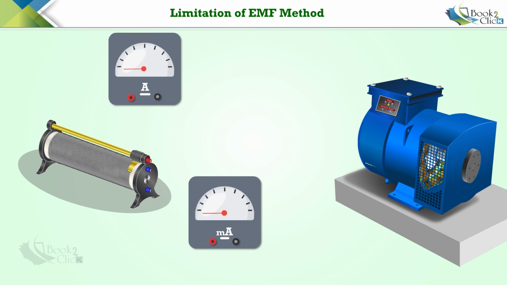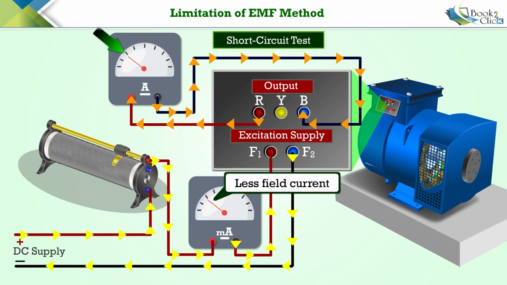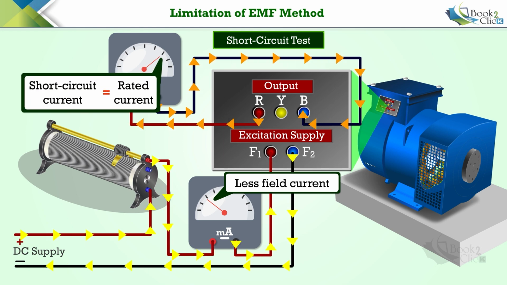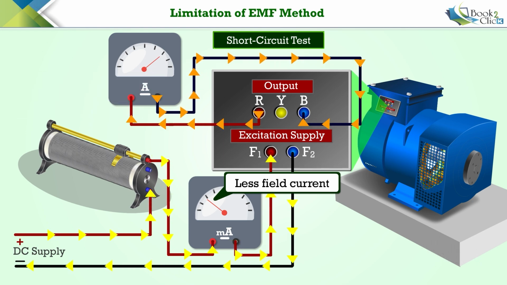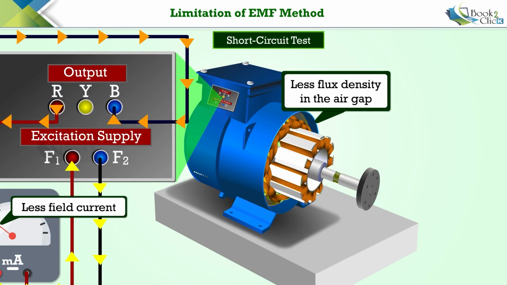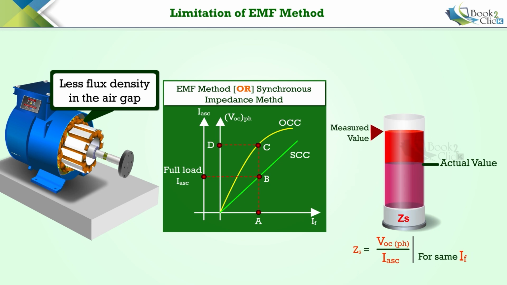In the EMF method, when we conduct a short circuit test, we inject less field current to make the short circuit current equal to the alternator's rated load current. Because of this less field current, the flux density in the air gap is low, and hence, the synchronous impedance value obtained from the EMF method is higher than the actual value.